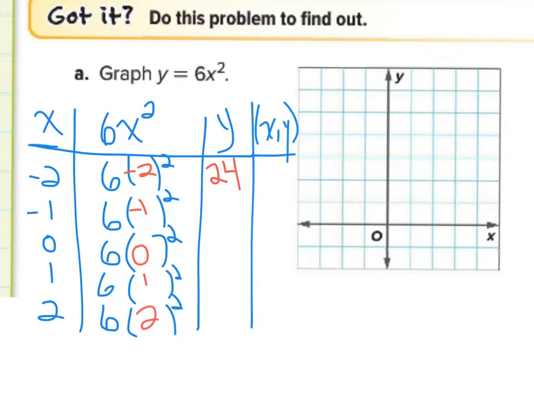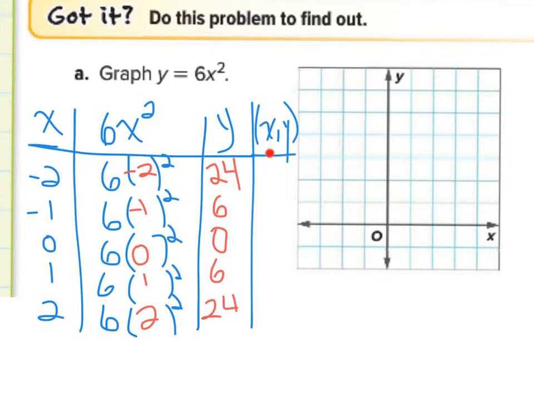Okay, -1 times -1 is 1, and 6 times 1 is 6. And then 0 times 0 is 0, and then 6 times 0 is just simply 0. And then 1 times 1 is 1, and 6 times 1 is 6. And then 2 times 2 is 4, and 6 times 4 is 24. So you can see it's going to be a mirror, right?